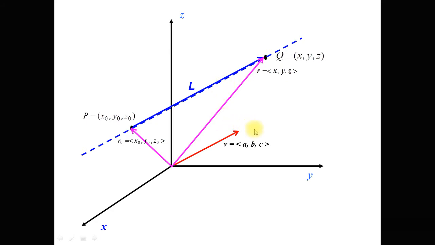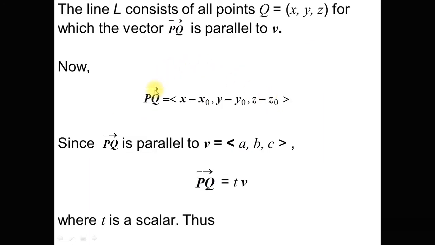So dear students, note that in this figure the line is parallel to a vector V, and this is the initial vector R naught whose components are x naught, y naught and z naught, and this is vector R whose components are x, y and z. This is the 3-dimensional space x, y and z. So the equation of the line in vector form in 3-dimensional space: PQ is a vector. PQ actually is the line, but now it is in vector form. The line L consists of all points Q(x, y, z) for which the vector PQ is parallel to the vector V.